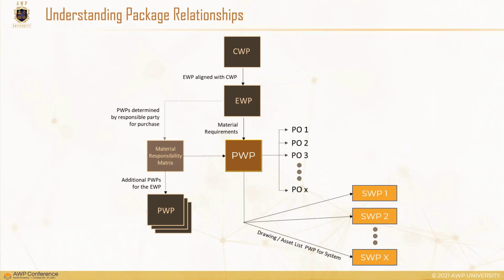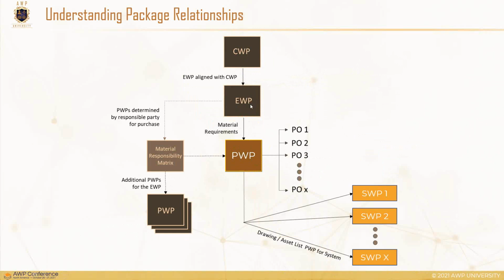It's a data set from the material engineering group, from the procurement group, that brings forward all of the items required for the EWP to be executed and thus the CWP. So the CWP affects and aligns with the EWP. That EWP is what's going to drive the PWP. So the CWP doesn't directly affect the PWP itself or the procurement data.